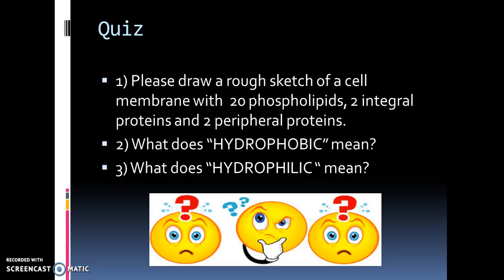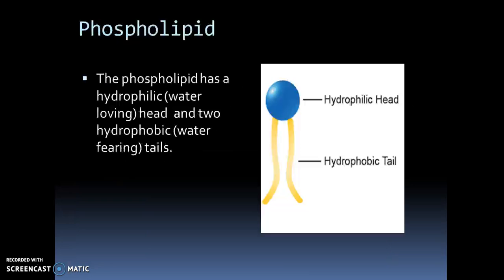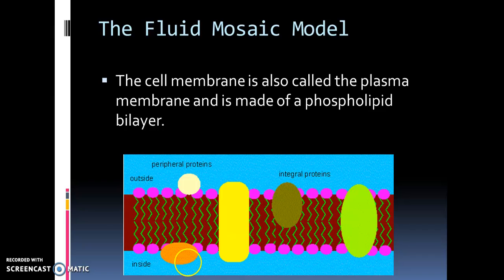So here's a quiz. Here's a rough sketch. I want you to draw this one right here. So we have the phospholipid bilayer, and a peripheral protein here. That's a protein on the very edge. We have an integral protein, which is on the inside here. Draw this in your quiz, and this is the picture that I want you to draw in your notes too. So pause if you need to.